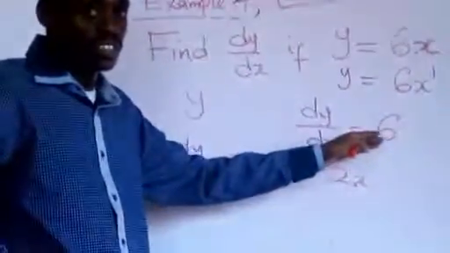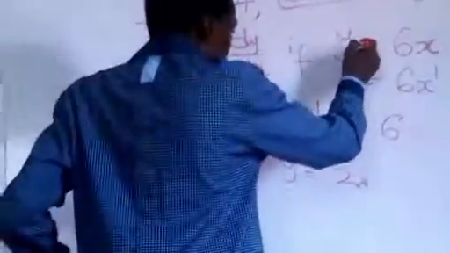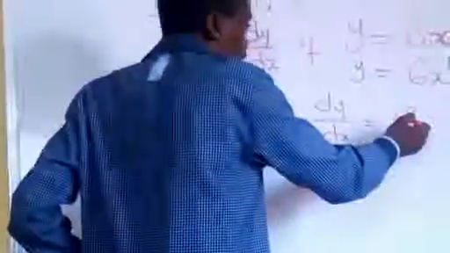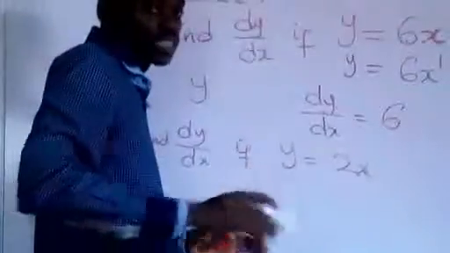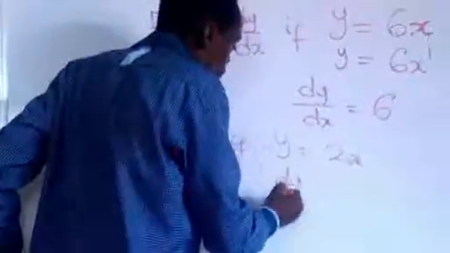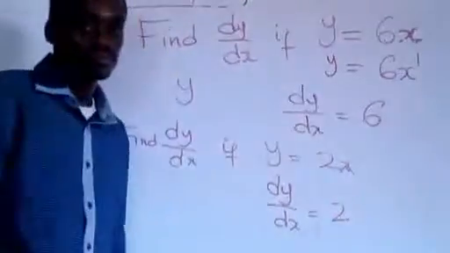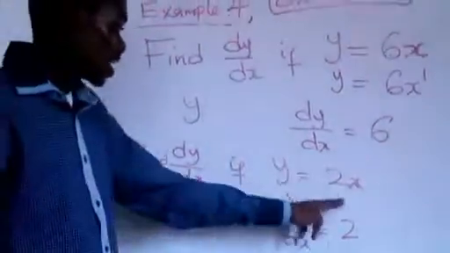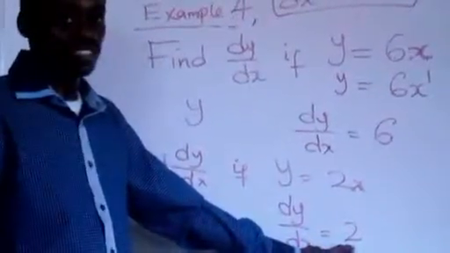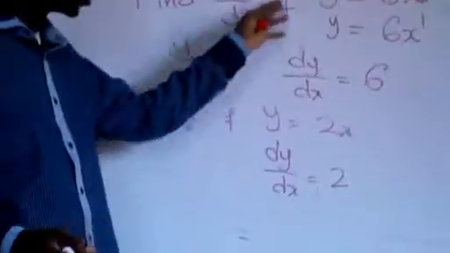Here, y was equal to 6x, the dy/dx was equal to 6. Why? Because the x at the end of the day was raised to power 0, which disappeared. So in this case, where y is equal to 2x, if you solve, you will discover that the dy/dx is equal to 2. Just try it and see. Using the procedure, using the formula, the dy/dx will be 2.